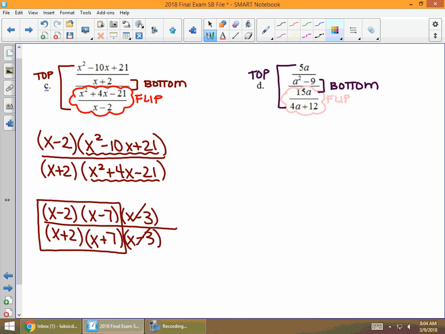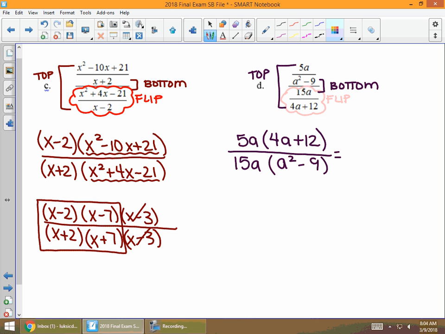All right, hopefully you're a couple of steps ahead of me. Here's what we've got. 5a times 4a plus 12 is my numerator. And my denominator is 15a times a squared minus 9. You're welcome to factor as you go. If you factor kind of in the middle there, you absolutely can. I didn't. I'm going to factor in my next step.